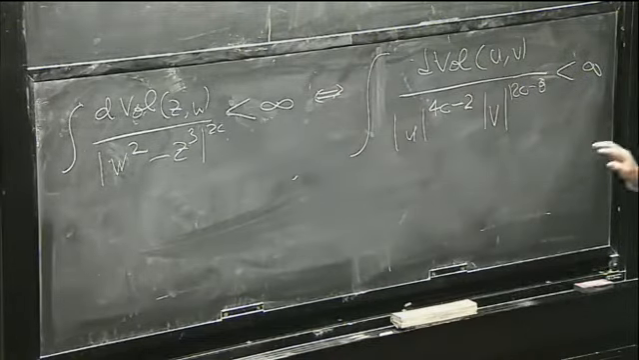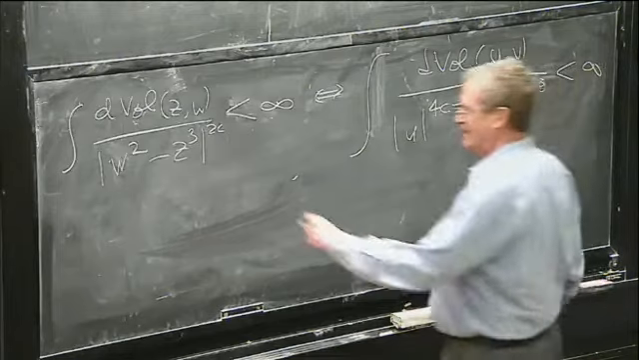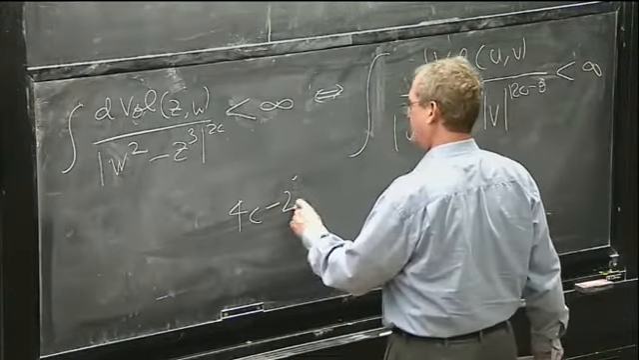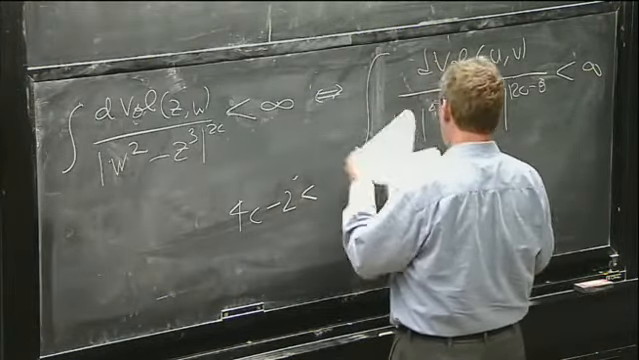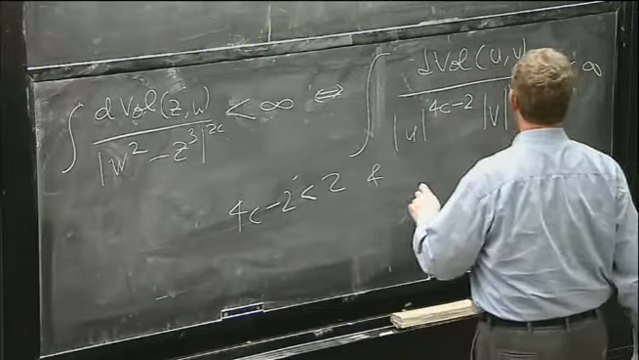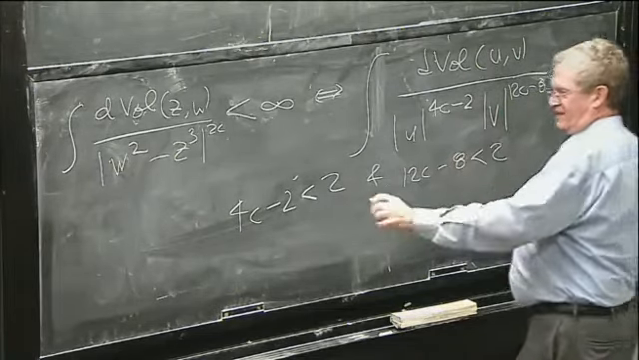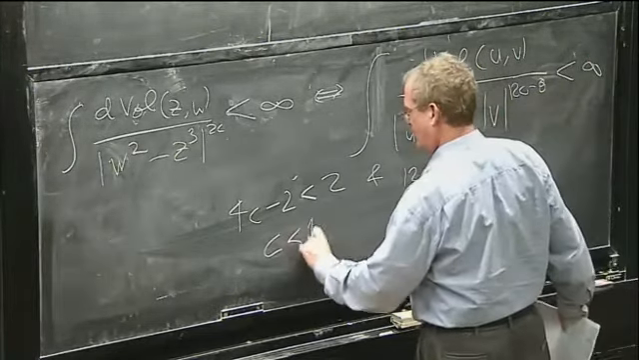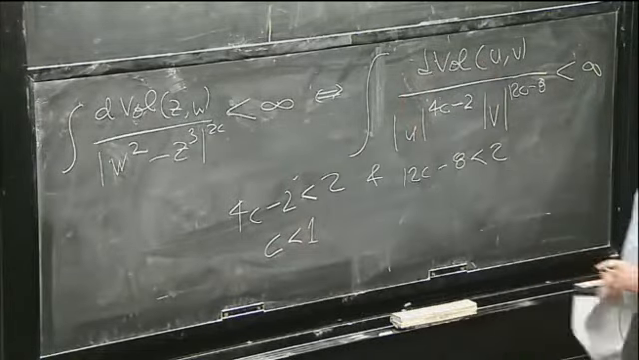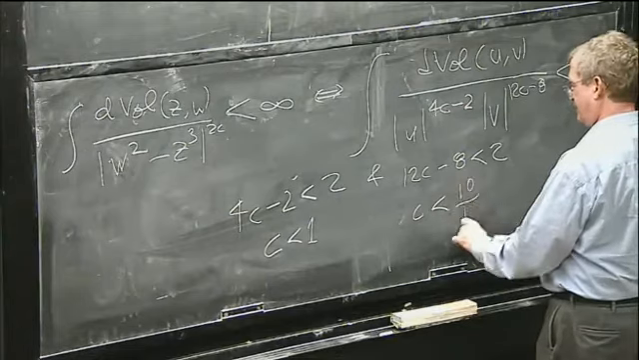OK, so I need to figure out when this is finite. But this is a monomial situation. We know how to do this. So what do we need? We need 4c minus 2 less than 2, and we need 12c minus 8 less than 2. So this says that c should be less than 1. But this is the magic one. This says that c should be less than 10/12, which is the famous 5/6.